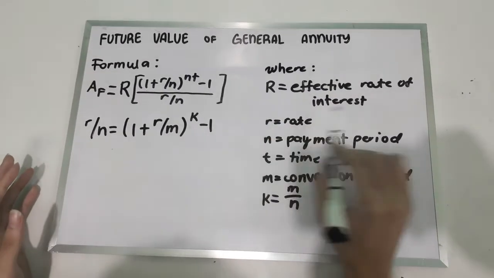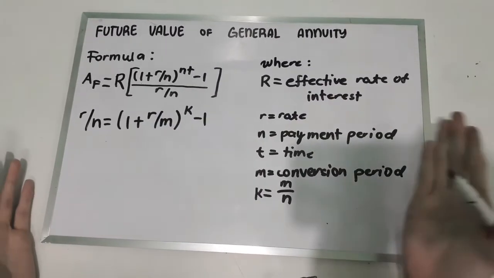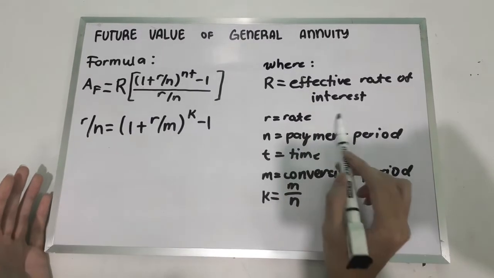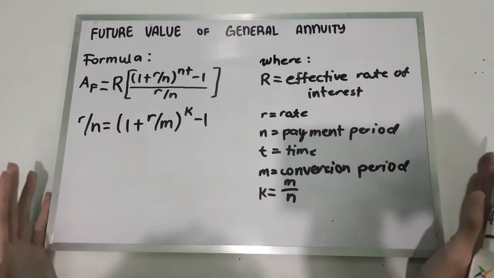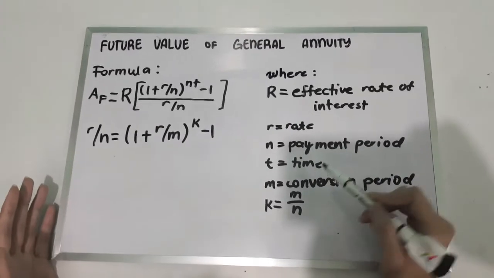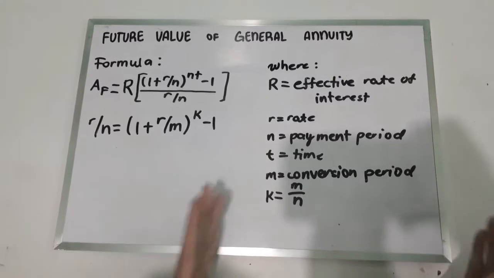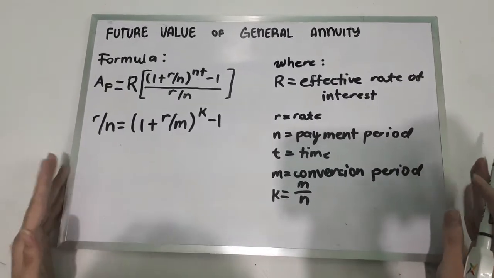Take note, the R is the pesos sign found in the problem. The rate is the percentage number found in the problem. The time is in years, then the payment period, then the conversion period. So let's go on to our first example.